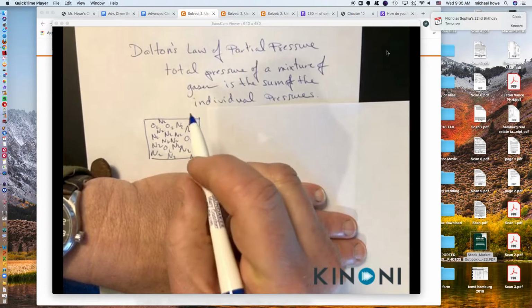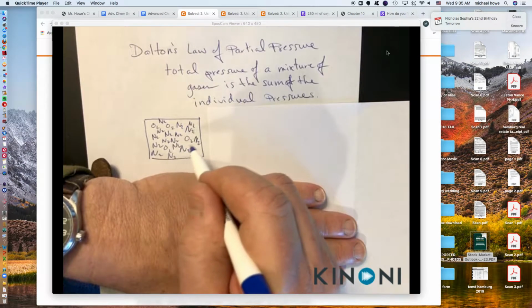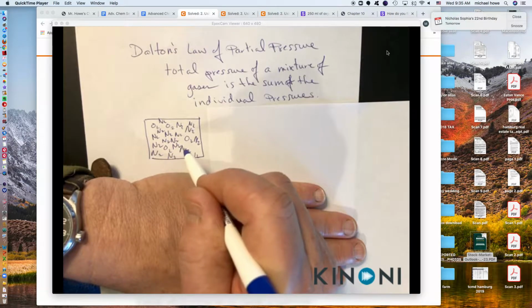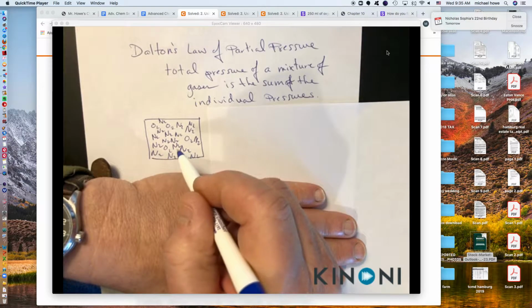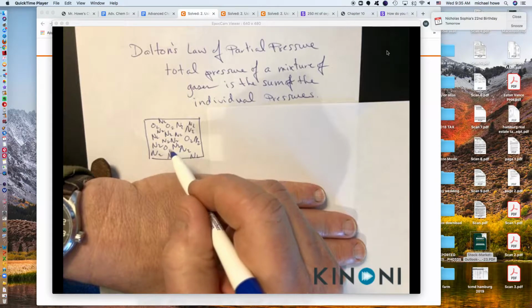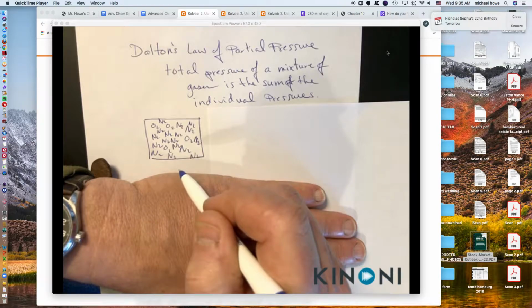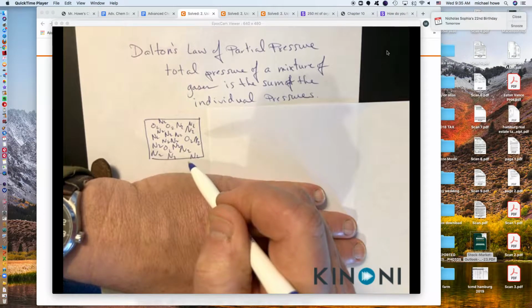Anyway, 80% of the air in any room is nitrogen and 20% is oxygen. So I've set this up appropriately. I've got 4 molecules of oxygen and 16 molecules of nitrogen. So that's a proper ratio.